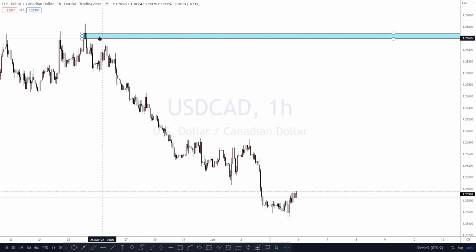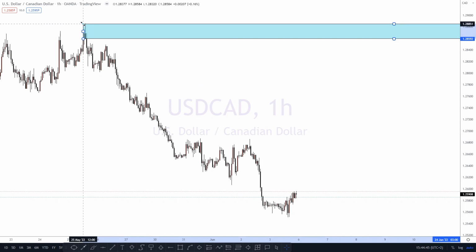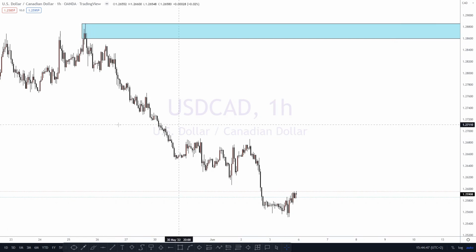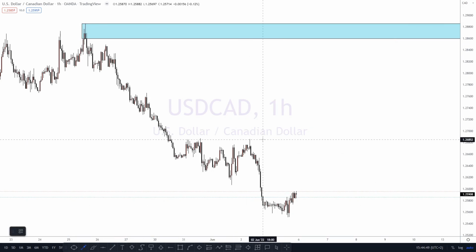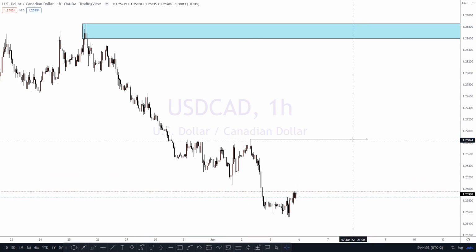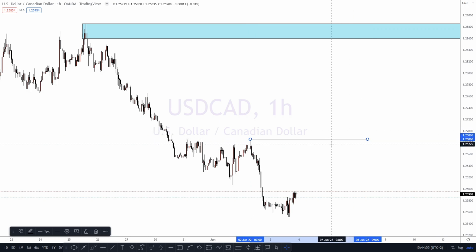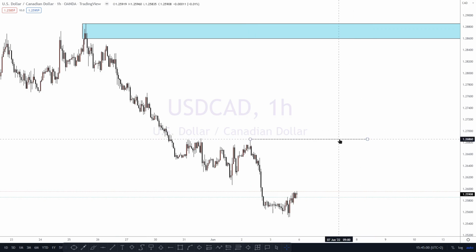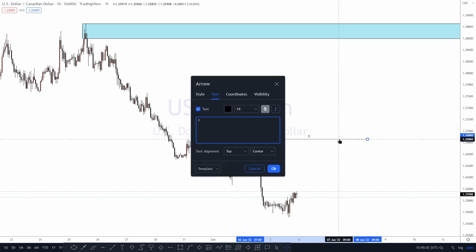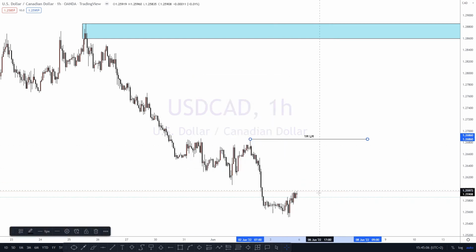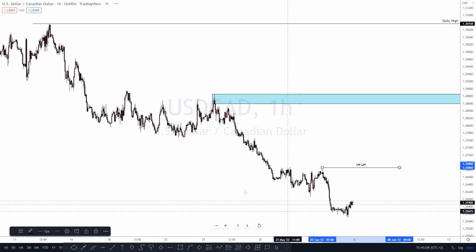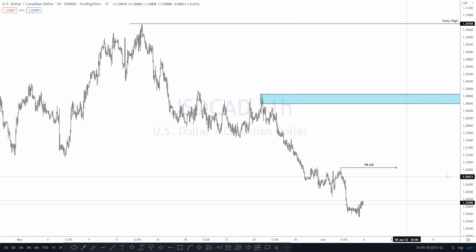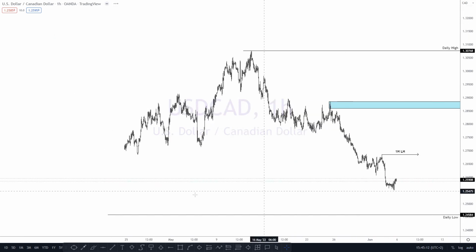So as you can see, what I was talking about, this is my 4H structure just up there, and this is my 1H structure just up here. So this is my 1H lower high, and as long as price is trading below it, I'm not looking for any buys. I'm still looking for sells.